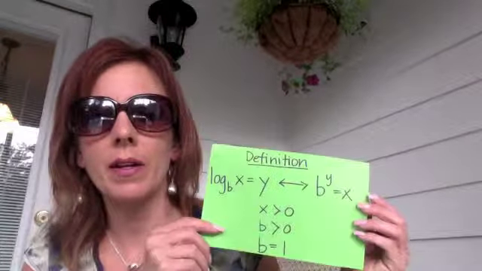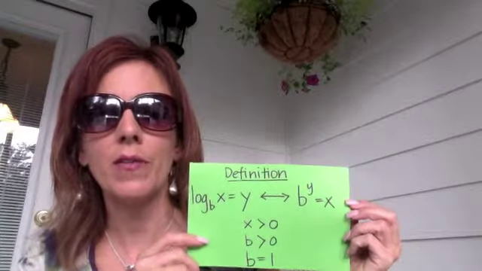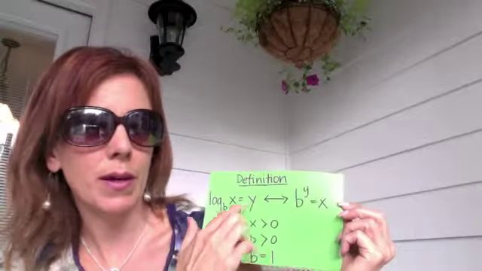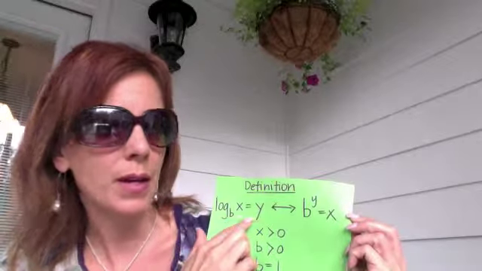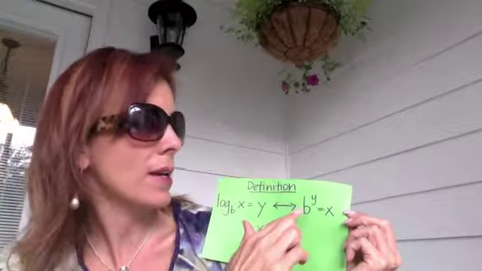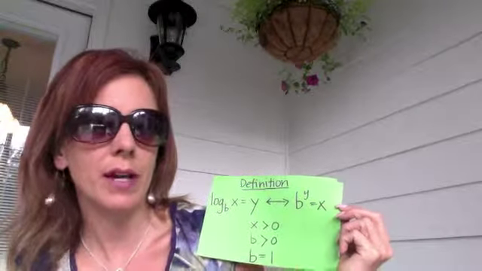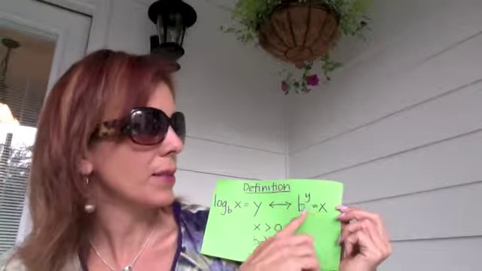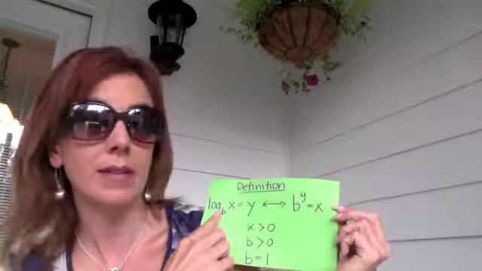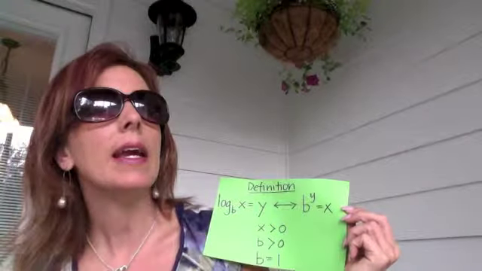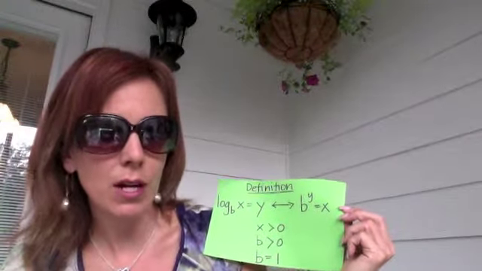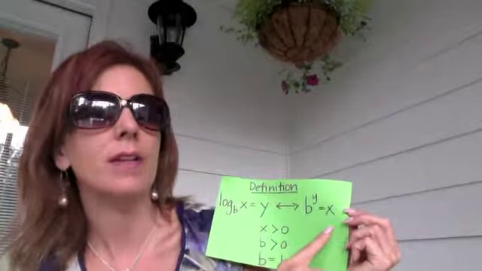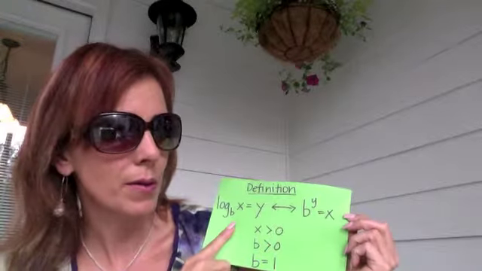So I'm going to come over here and define the logarithm for you. If we have log base b of x is equal to y, this is a logarithmic equation. It is exactly the same as saying b raised to the y power is equal to x. These are equivalent statements. So if you have something written as an exponential equation, it can be written as a logarithmic equation and vice versa. And that is a really good skill to know: taking a logarithmic equation and writing it as exponential, and taking an exponential equation and writing it as a logarithmic equation.